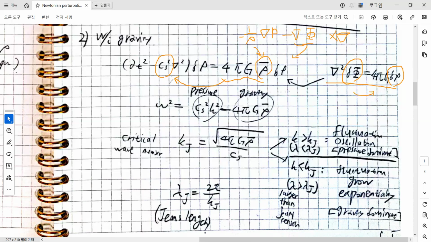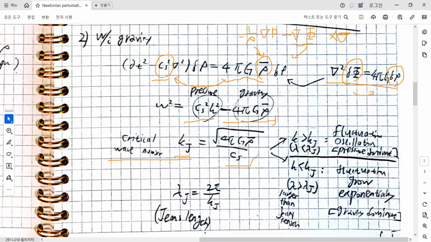the wave frequency omega squared is given by two terms. First of all, the speed of sound, which is the contribution from the pressure, and the second one is the contribution from the gravity. So there will be some critical wave number which makes omega squared equal to 0. Let's call that the Jeans wave number k_J. That's given by this quantity.